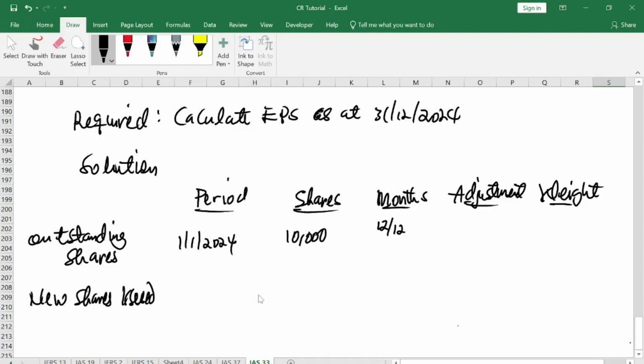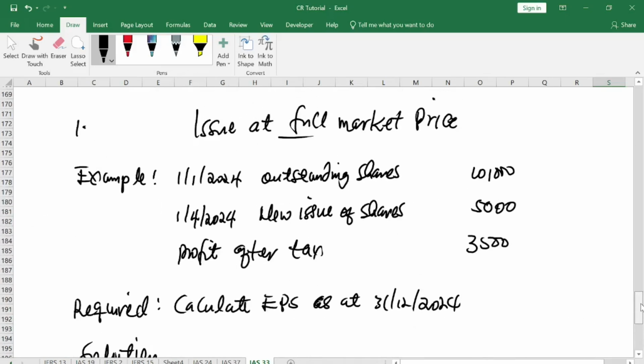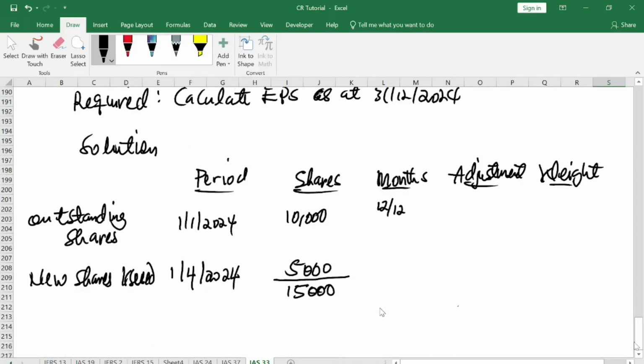When did they issue? They issued it on 1st April 2024. How much did they issue? They issued 5,000 shares. You understand? Now, if they issued 5,000, when we add all our shares, how much shares do we have so far? 15,000 shares. Because when you read it, it's 5,000 shares, 15,000 shares.